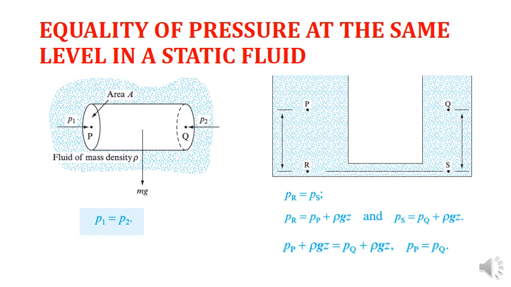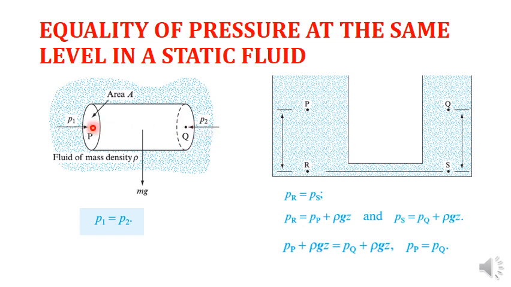Now another system: if you have the same container and at different points the pressure heads or the pressures need to be determined, how can you equate them? This is the equality of pressure at the same levels in a static fluid. If there are points in a horizontal direction, this point P, first of all we need to determine the pressure P1 acting on point P, and on the other side we need to determine the pressure of this particular point Q, that is P2.